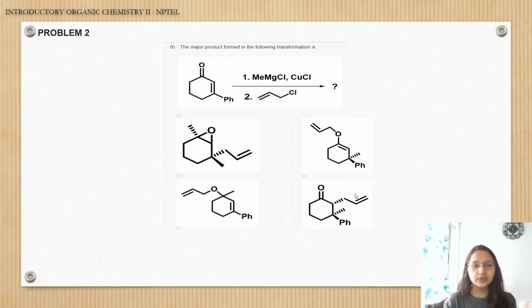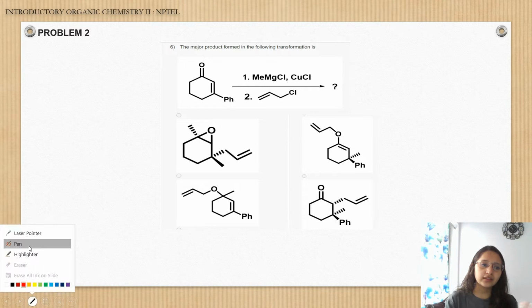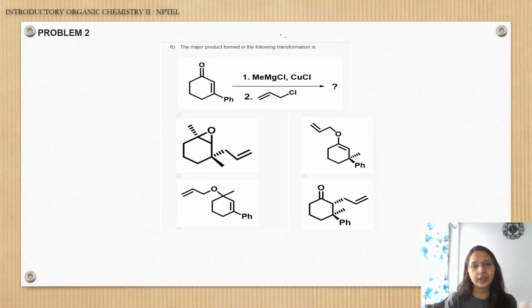So in problem 2, they are asking the major product formed in the following transformation. So here, now I can explain you very clearly about the hard and soft. You can get an idea about this particular thing. Okay, how 1,2 and 1,4 addition is relatable. So they are asking the major product of this particular transformation.